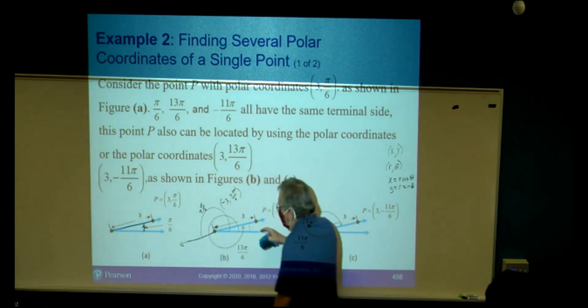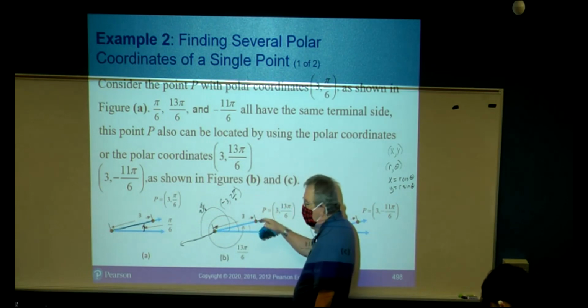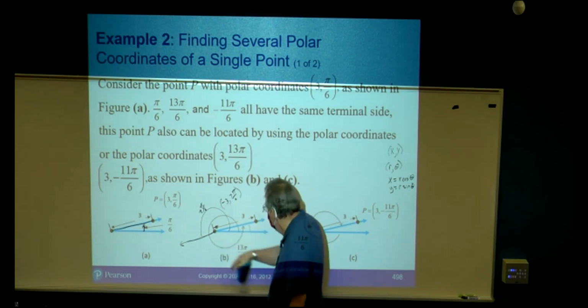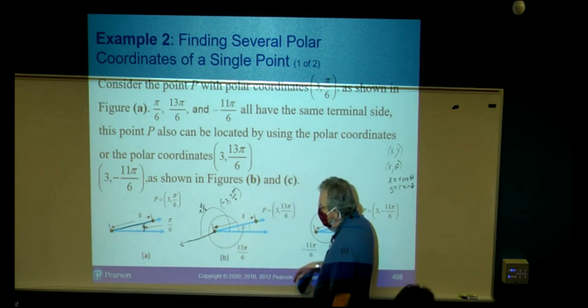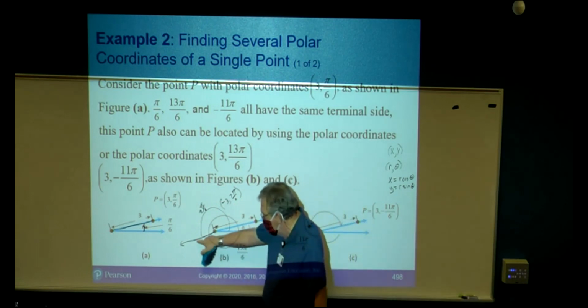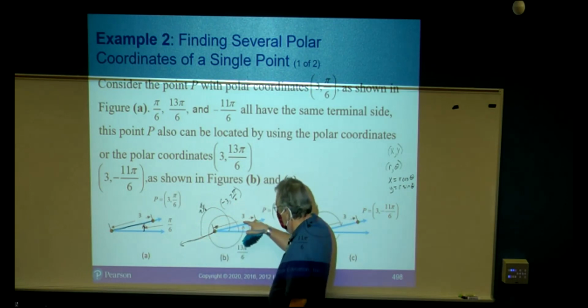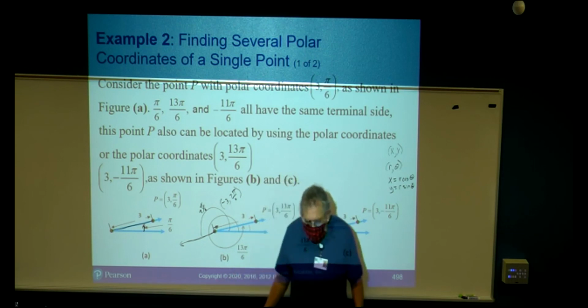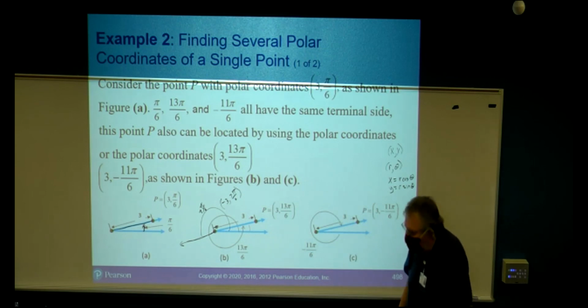Okay, so that even has more ways of doing it. So I could have gone a negative 5 pi over 6, which would have wound up down here, and then a negative 3 pi. And then a negative 3 to come back up this way. So there's multiple ways of representing that one point.